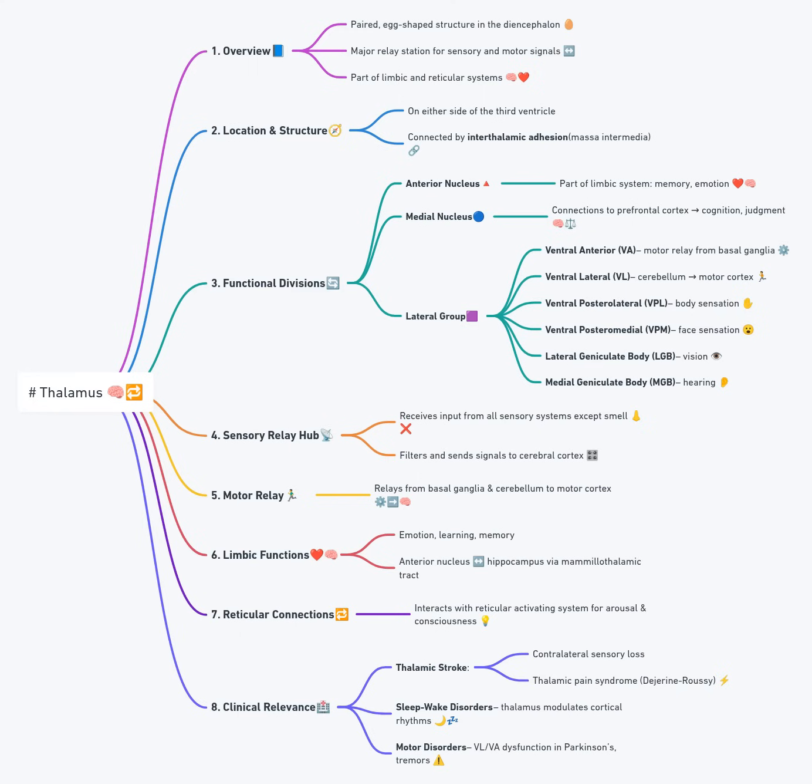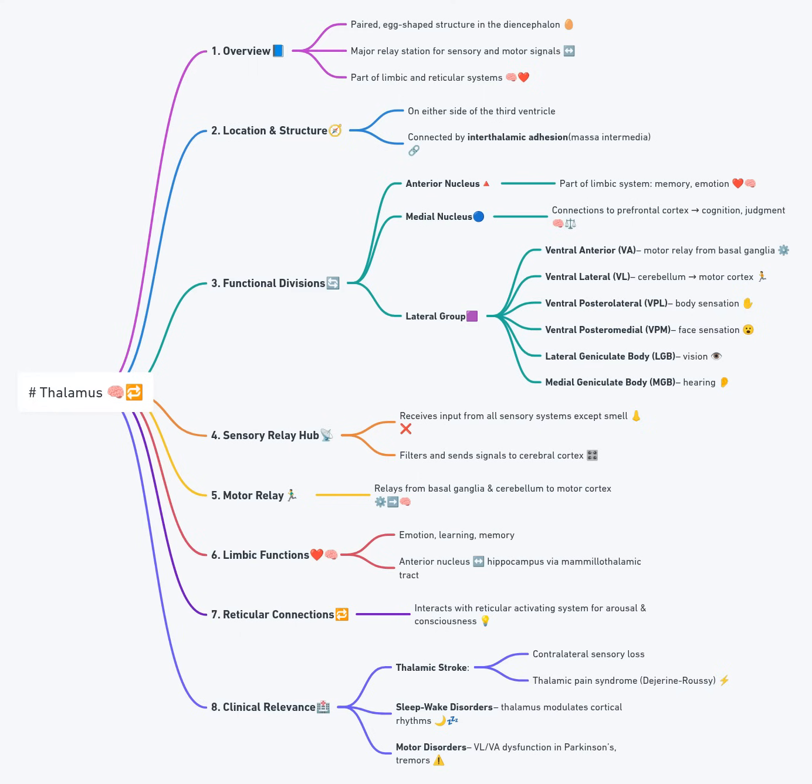The ventral tier contains the ventral anterior and ventral lateral nuclei, key relays for motor information. They receive inputs from the basal ganglia, cerebellum, and motor cortex, then project back to primary and premotor cortices to fine-tune movement initiation and coordination.